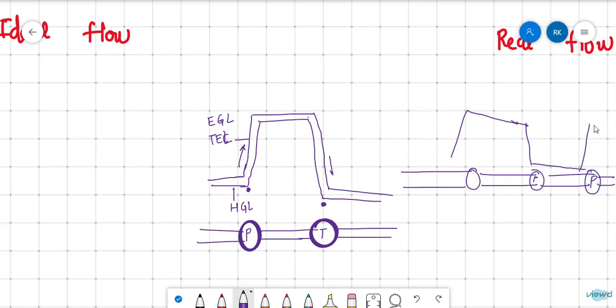So that's how we use a total energy line and hydraulic gradient line. This hydraulic gradient line and total energy line, these are used in siphon. So we will see about that in the next video.